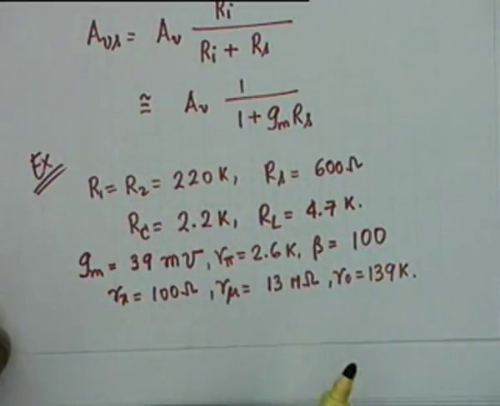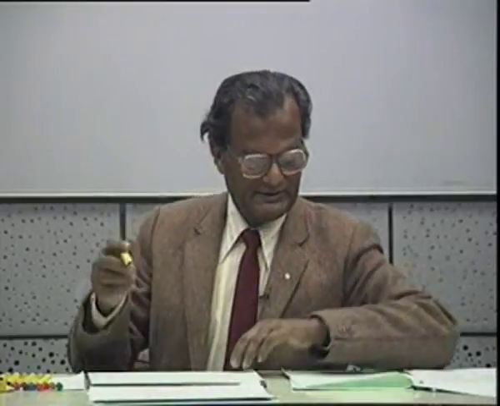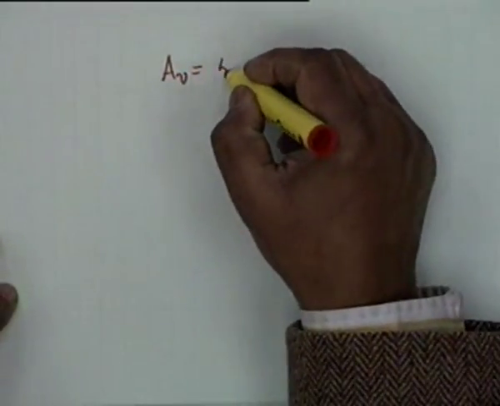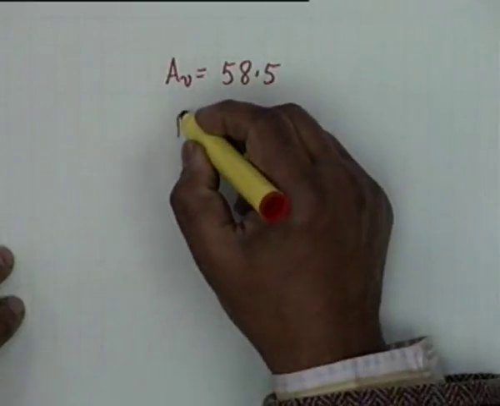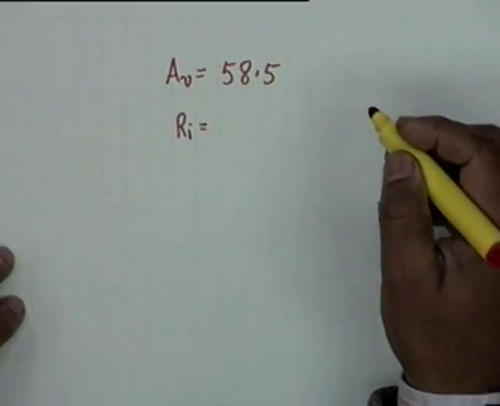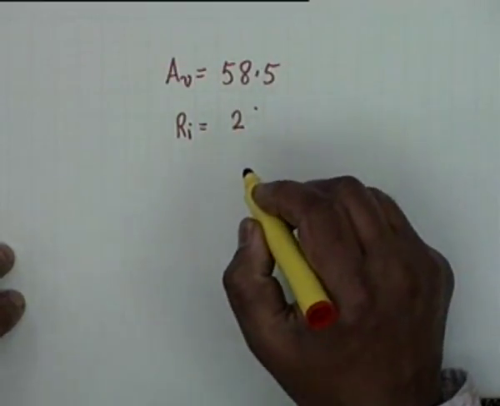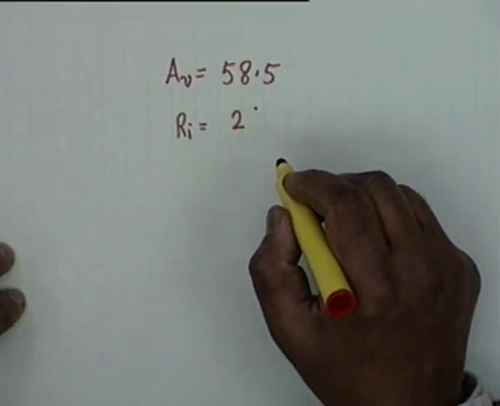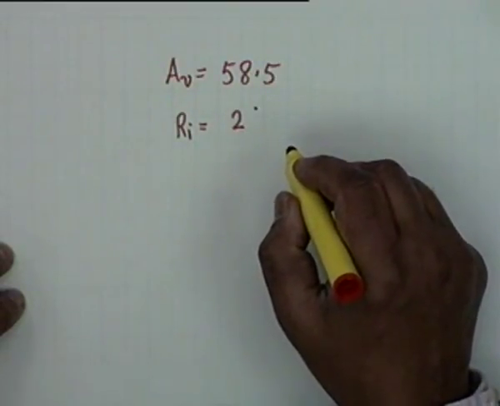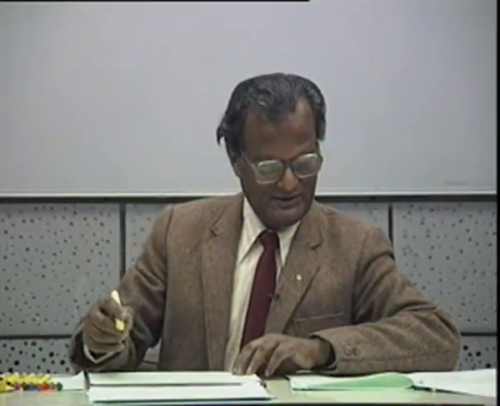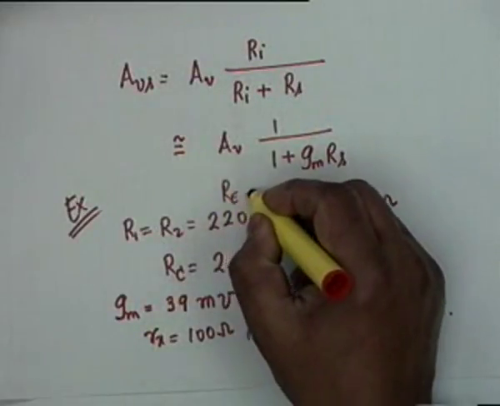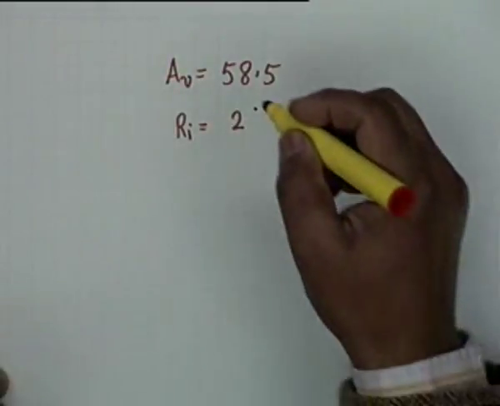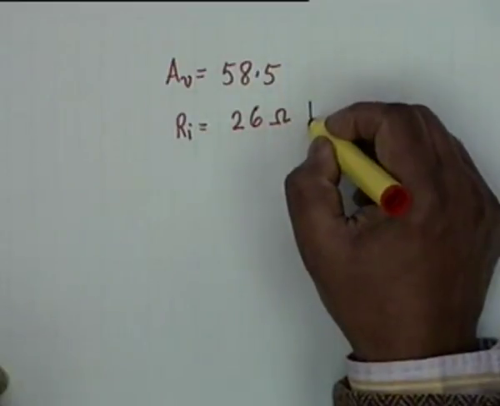If we substitute these parameters in this calculation, then our results are AV is 58.5, which is the same as that of the CE amplifier, no change. R sub I approximately 1 by GM, and this becomes how much would it be? 1 by 39, 26. We have already calculated this. How did you calculate GM? But what is RE? Oh, we didn't specify RE. RE was 1K. That's right. RE is 1K. Okay. So RI is 26 ohms, which is way down.